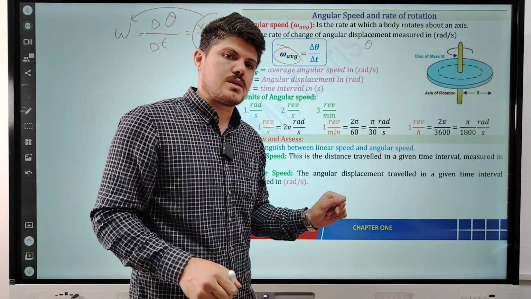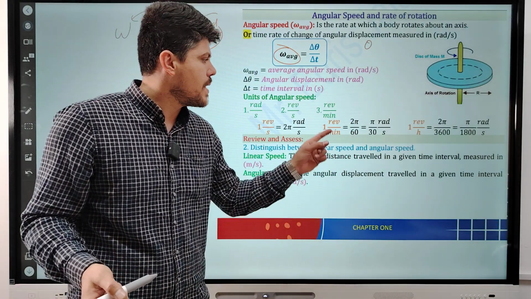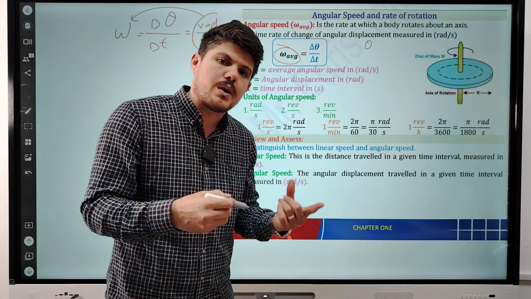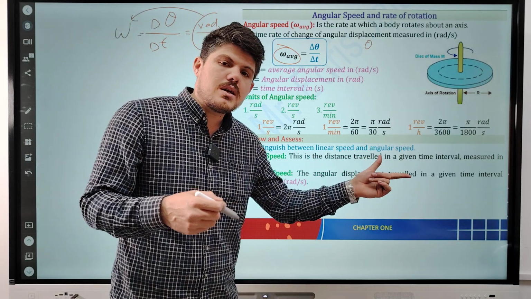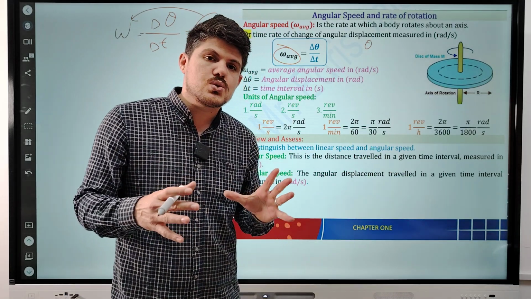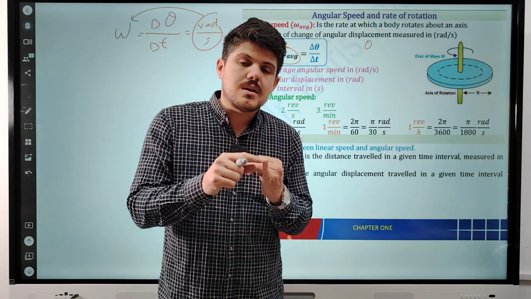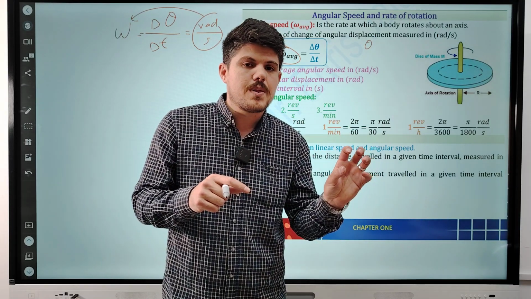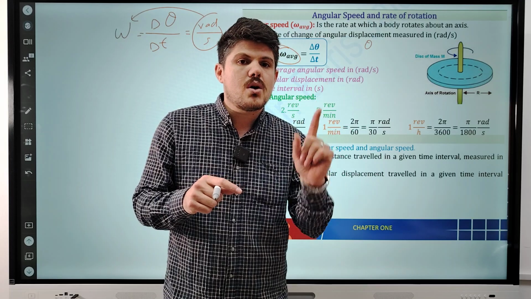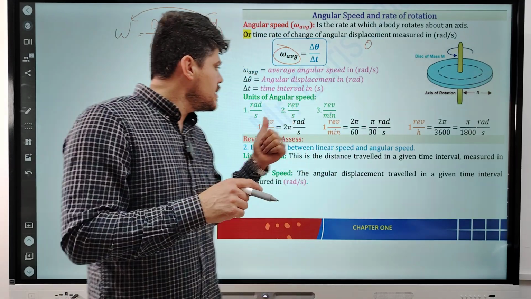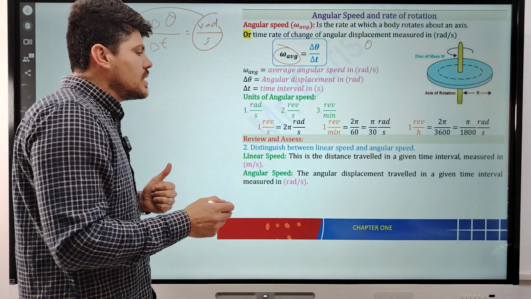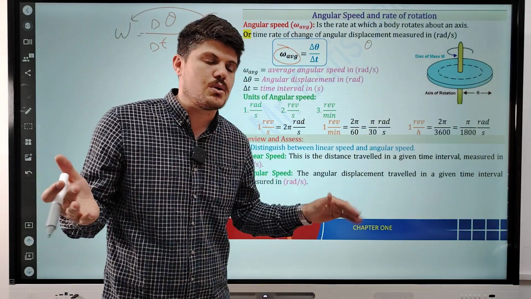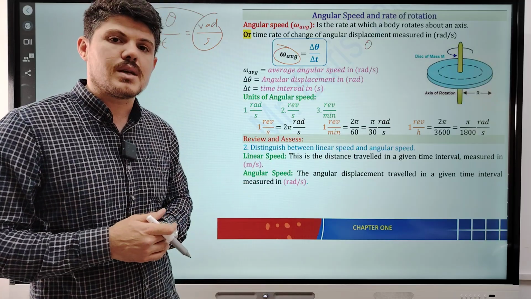2 pi over 60. Why 2 pi over 60? Because to convert rev to rad, you have to multiply by 2 pi. To convert minute to second, you have to multiply by 60. That is why if the angular speed is given in rev per minute, you have to multiply the given value by what? 2 pi over 60. But in this case, rev per second, you have to multiply by 2 pi only without changing the time, because the time was already given in second.